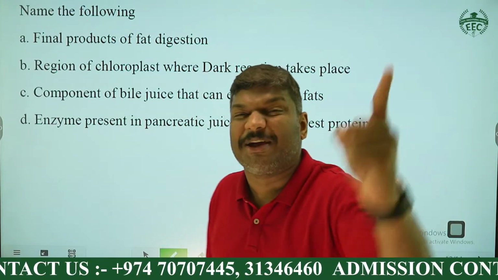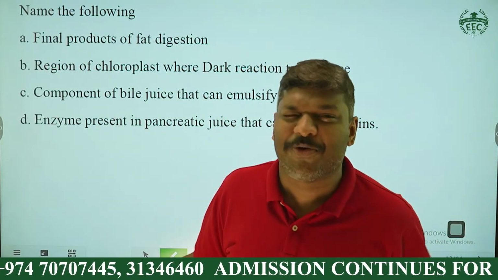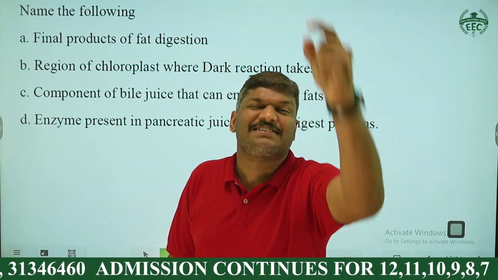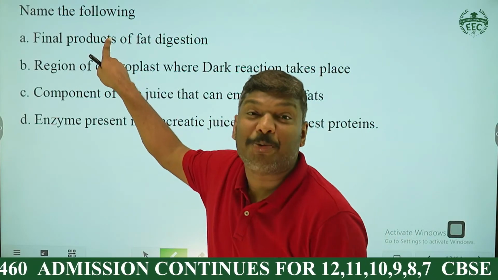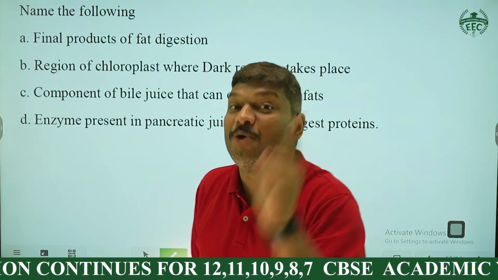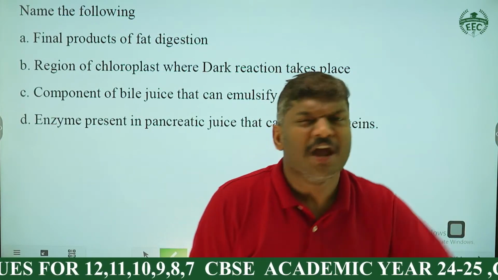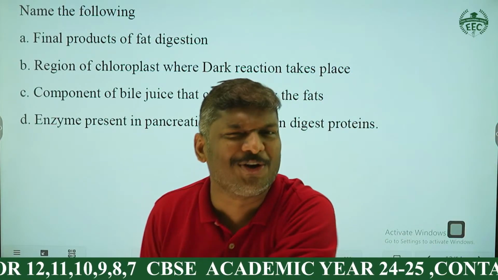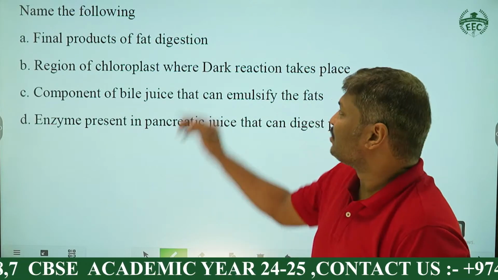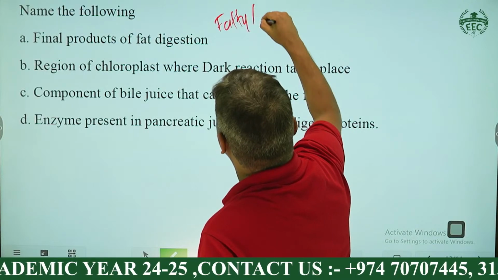The fat is digested by an enzyme called lipase, and fat is digested to form 2 components. I think you are very familiar with that. One is called fatty acid and the other one is called glycerol. Fatty acids and glycerol, my dear student, final products. Look at the question: final products, plural. Is it 1? No. Carbohydrates give only 1, glucose. Proteins give only 1, amino acids. But in fat digestion there are 2 products, fatty acid and glycerol. So the answer is fatty acid and glycerol, my dear student.